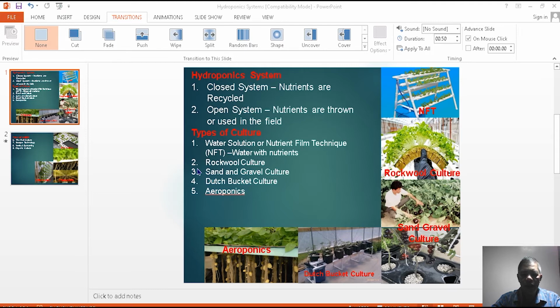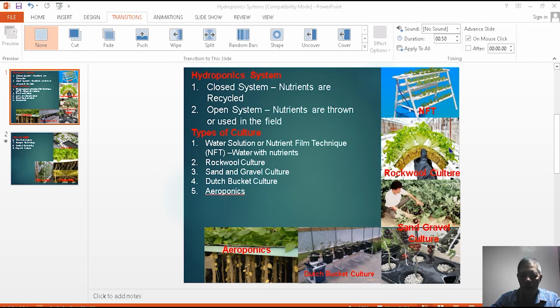The second is Rockwool culture. Rockwool culture is the culturing of crops through the use of Rockwool cubes. You can grow in Rockwool cubes from seedling stage until harvesting. Or sometimes Rockwool cubes are used in producing seedlings, then you transfer them to the final growing area.